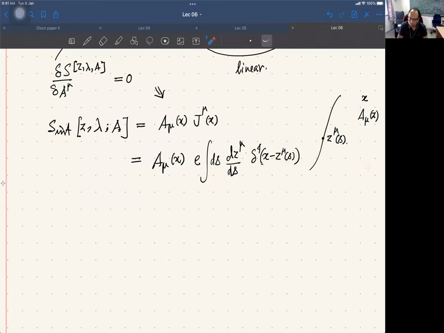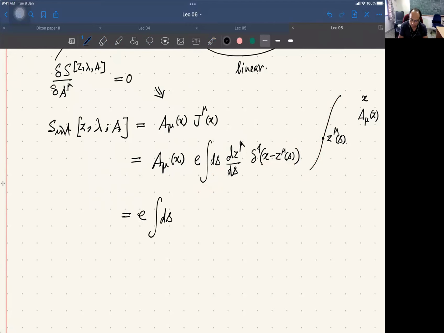But if you choose x to be anywhere on this trajectory, then there is a corresponding value of s for which x will be the same as z^μ(s), and you will get the result. This has to work for any x whenever it lies on the trajectory. That's why we have to integrate over s, to provide all possible legitimate values of x lying on the trajectory, which is the reason for the integral of ds. So the result is e times the integral ds.